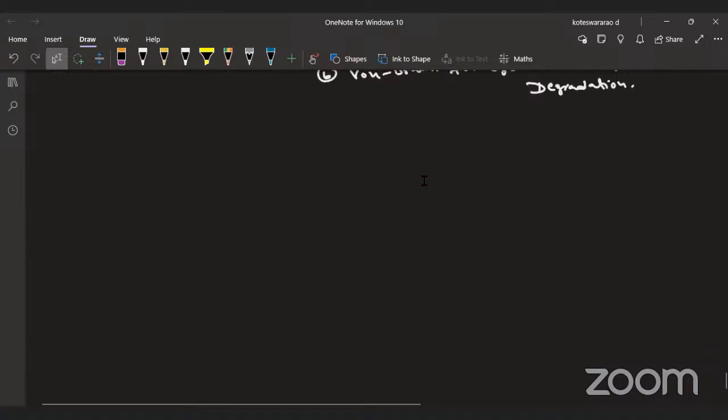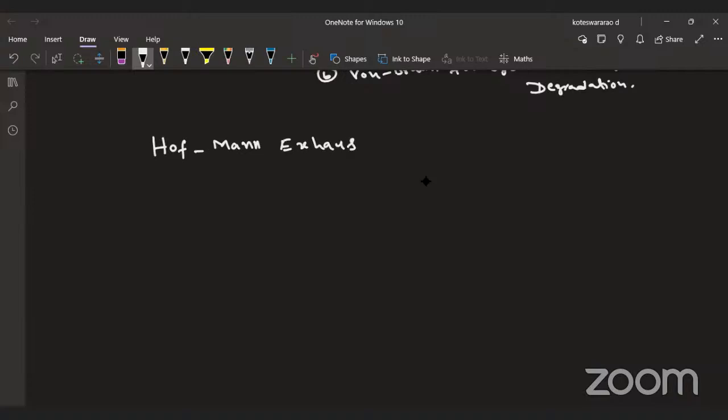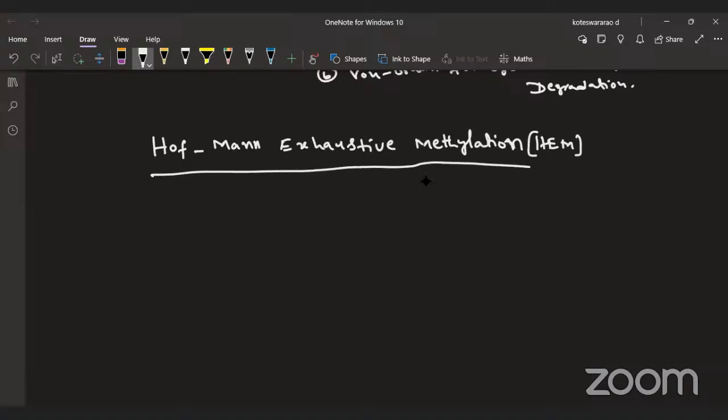Coming to the first one, HEM degradation, or Hofmann exhaustive methylation degradation. In this experiment, if the alkaloid contains a heteroaromatic system, you cannot directly do the HEM. First, we need to convert it to a saturated system.